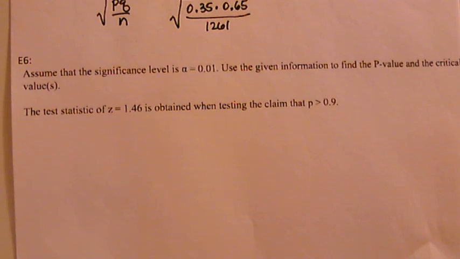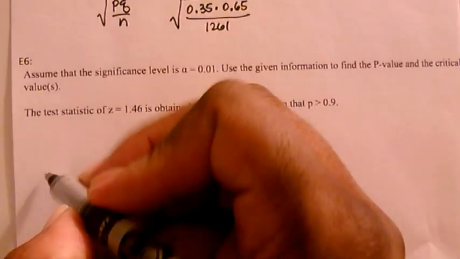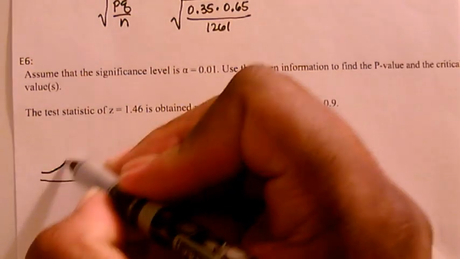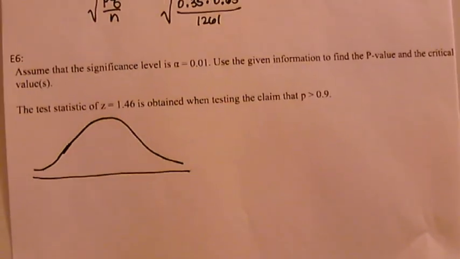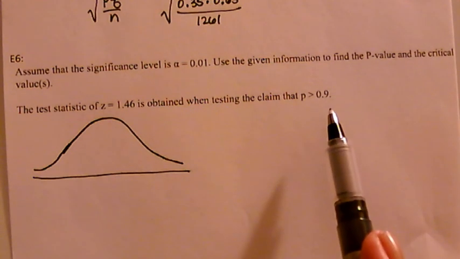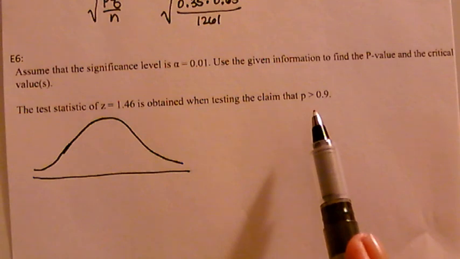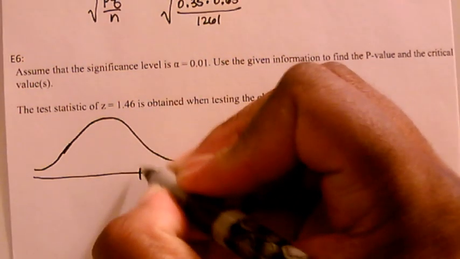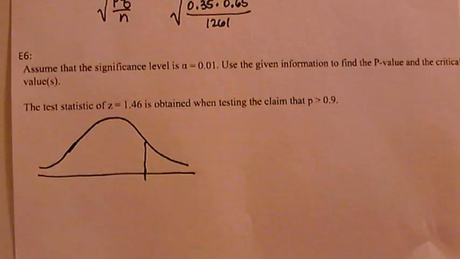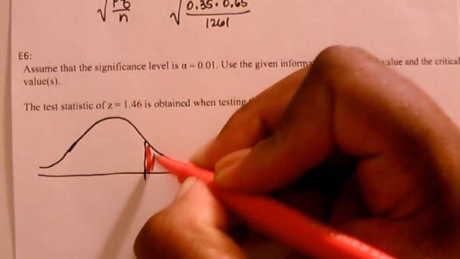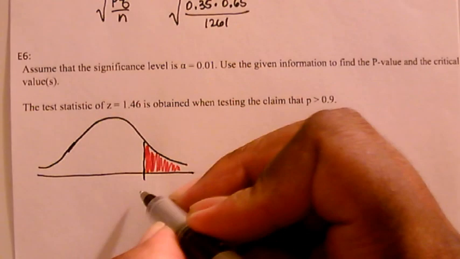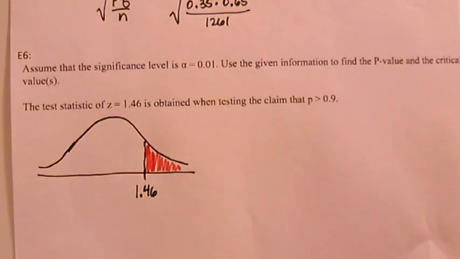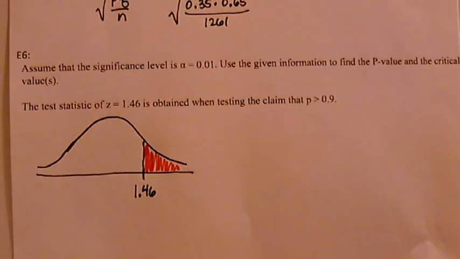Okay, so in this case here, if I draw a normal curve, let's say I want to draw the normal curve that looks like this. In this case, p is greater than 0.09. Well, that greater than symbol tells me it is a right tail test. So we're going to be dealing with the shaded area that's on the right. And here, my test statistic is right here, 1.46. So I want to find that area that's to the right of 1.46.